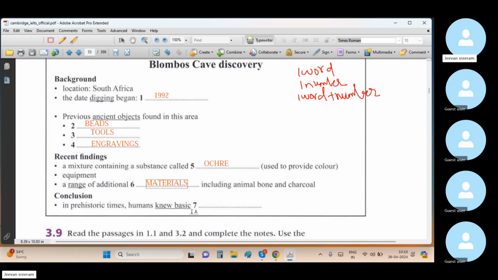Okay. So by the subheading, you can understand how to answer this question. In prehistoric times, humans knew basic what? In the subheading, basic chemistry. Please check your answers.